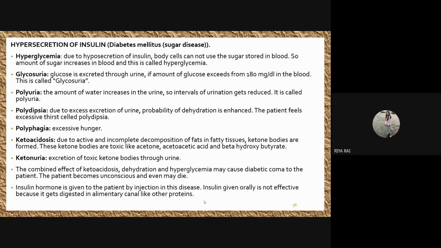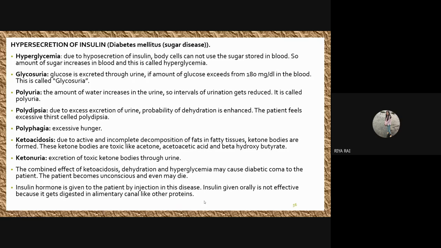Polyuria is the term used when the amount of water in the urine increases, so the interval of urination gets reduced. It is called polyuria. Polydipsia: due to excess excretion of urine, the probability of dehydration is enhanced. The patient feels excessive thirst, and this is called polydipsia. Polyphagia is excessive hunger. Ketoacidosis: due to active and incomplete deposition of fat in fatty tissues, ketone bodies are formed.